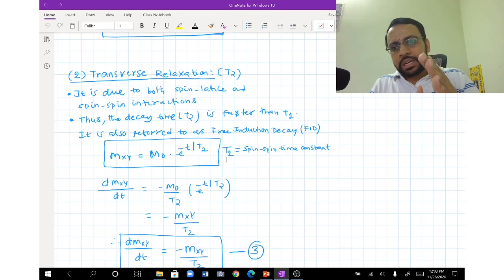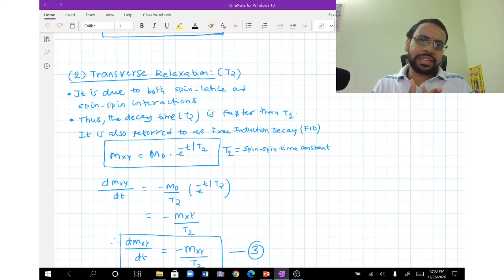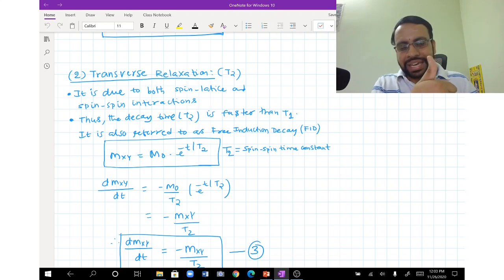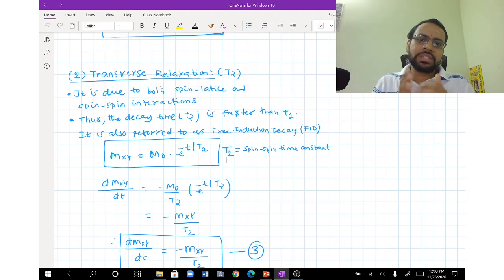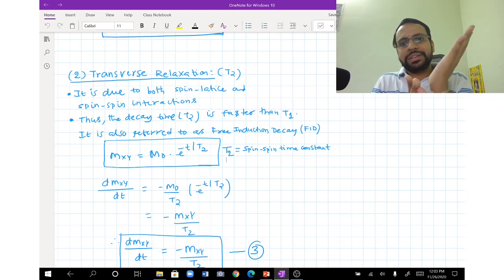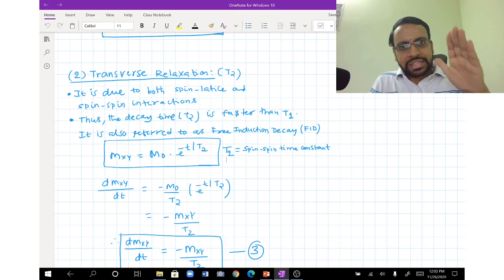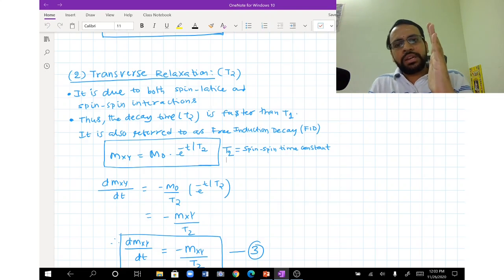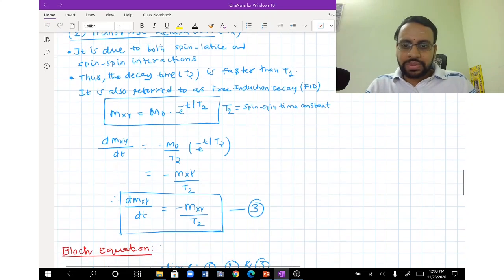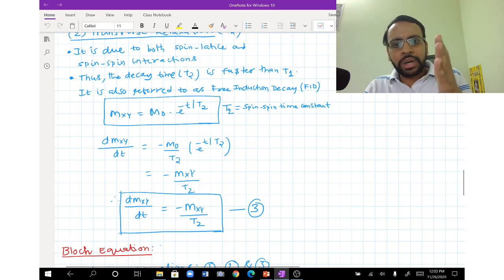And although the effects of spin-lattice interactions are there, that are bringing them into a low energy state and making them align more into the z direction, the spin-spin interactions are also there, or in other words the dephasing of the magnetic fields of these dipoles is something that makes the magnetic field in the xy plane decay faster than the regaining of magnetic field in the z direction. So that's why it is written as Mxy equals m naught times exponential of minus t over T2.